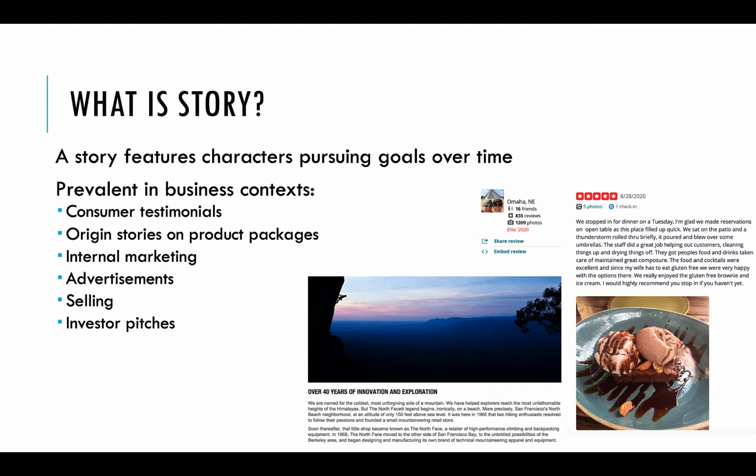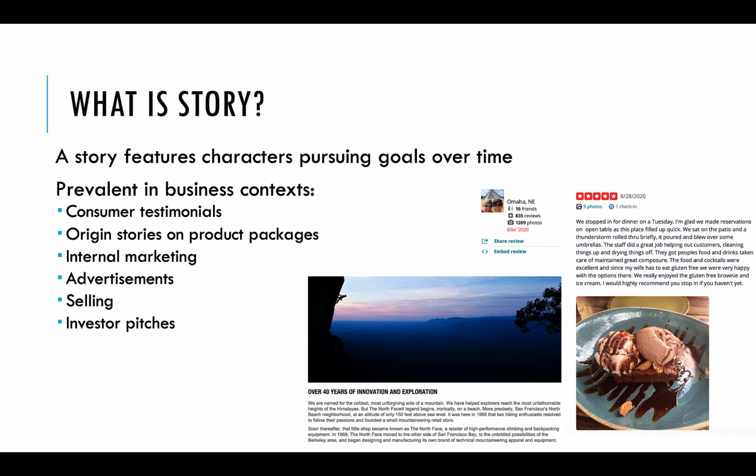We also see them in internal marketing. That is messages from company leaders to employees describing the why behind the business. Why do we care about what we do? Zappos is very famous for that, getting people to buy into the story of Zappos as a customer service company rather than a shoe store.